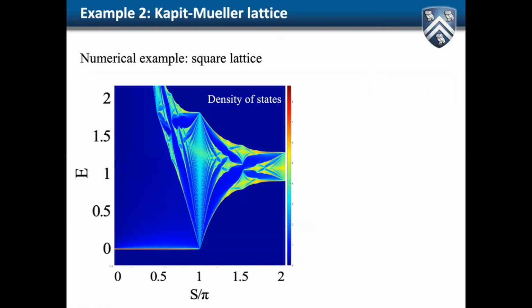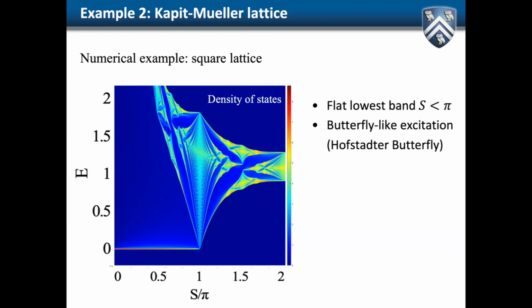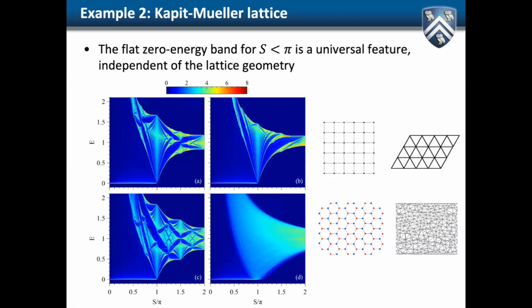And so this is one example. We consider a square lattice. What I plot is the density of states as a function of the unit cell area S. As mentioned, if S is less than pi, you have a flat band. You have a 0, the ground state energy is 0. And the spectrum is basically the Hofstadter butterfly.